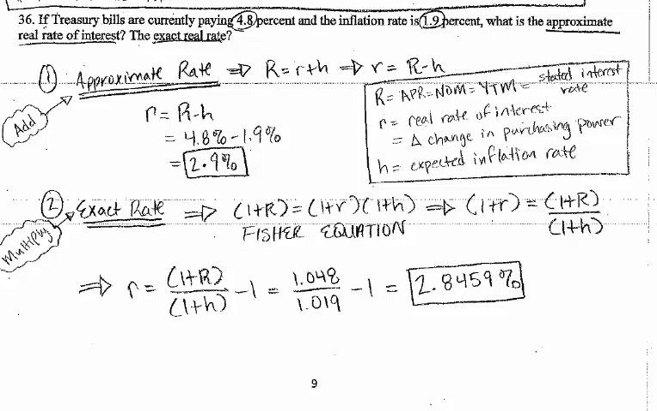Okay, and just conceptually for thinking about that, let's say you made 2% on an investment, and the price of milk went up by 3%, then did you actually make money? Well, not if you're buying milk. If you're buying milk, you actually lost a little bit of money because of inflation, right? Okay.